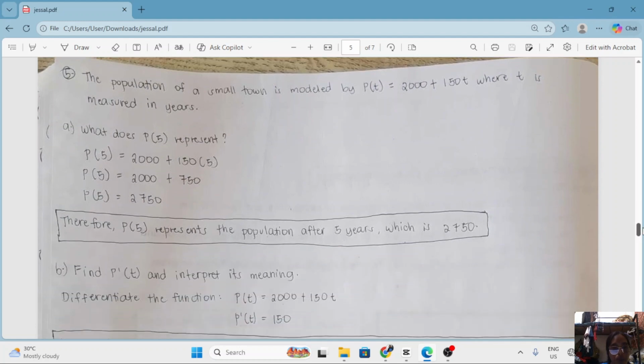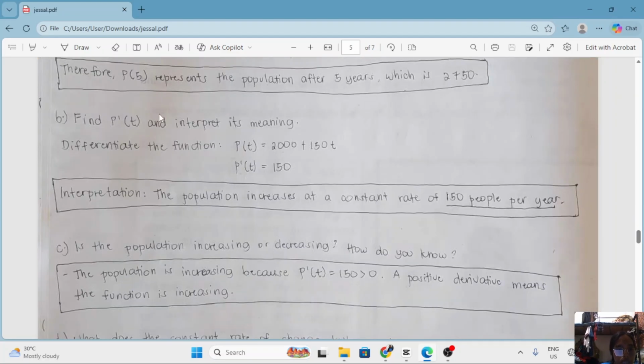So to proceed, number 5. The population of a small town is modeled by P of t is equal to 2,000 plus 150t, where t is measured in years. Letter A, what does P of 5 represent? P of 5 is equal to 2,000 plus 150 times 5, which is 2,750. So P of 5 represents the population after 5 years, which is 2,750.